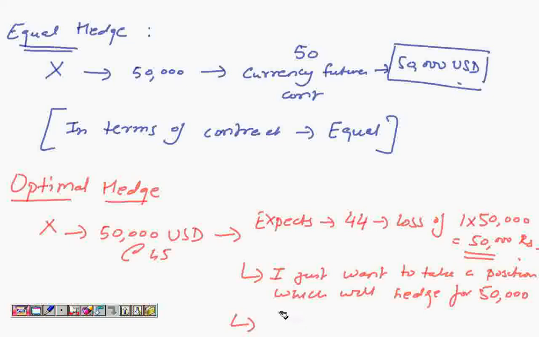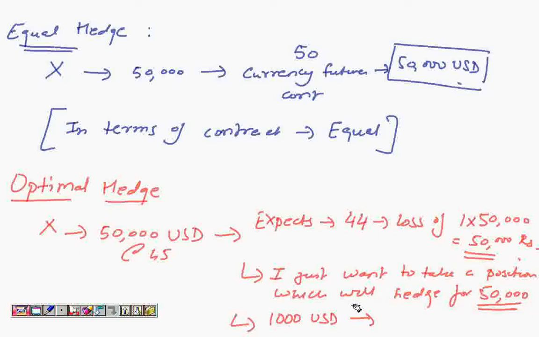We'll have to do a little divisibility rule, but now, if he takes a position at 45 in the currency futures market, because he'll be shorting that currency, and the currency comes to 44, he'll be gaining 1 rupee into 50 contracts. So net he'll be gaining 50,000 rupees in the currency futures market. So what he can do is take a 1,000 USD contract size and hedge against that. He just needs to make sure that 50,000 rupees is saved.